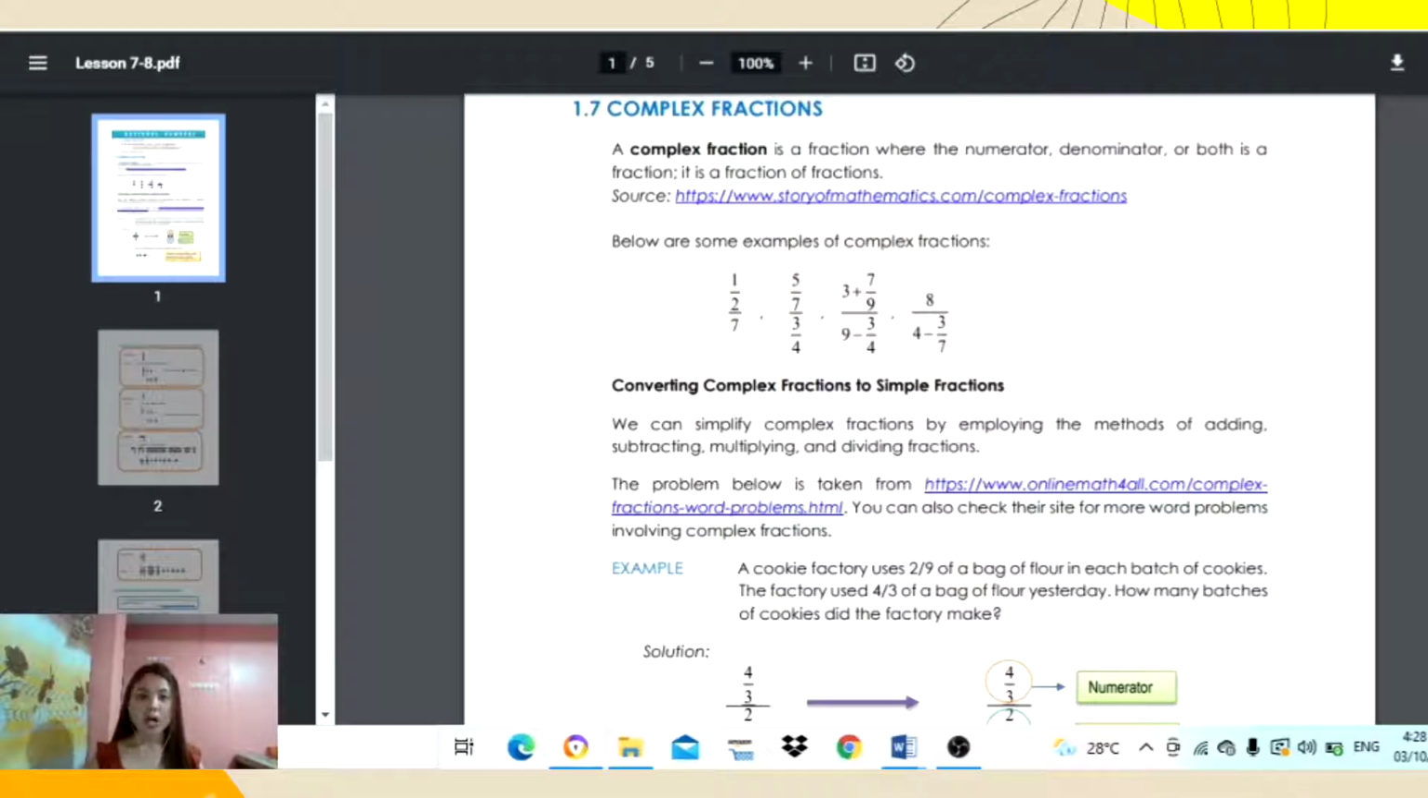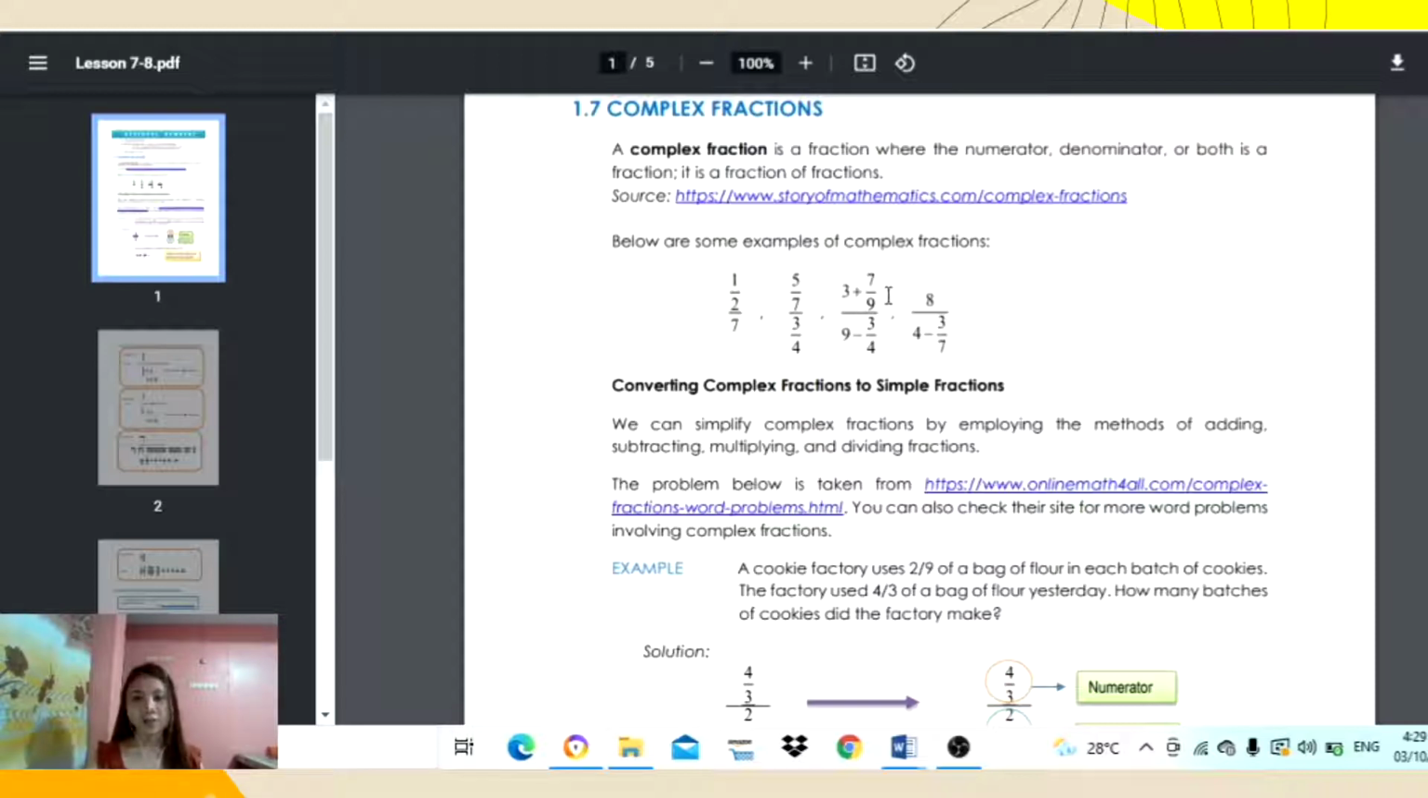By definition, a complex fraction is a fraction where the numerator, denominator, or both is a fraction. It is a fraction of fractions. These examples here are actually complex fractions. For the first example, we have 1/2 over 7, in which the numerator is a fraction, and then 5 over 7 all over 3/4, which is a complex fraction because the numerator is a fraction and also the denominator.